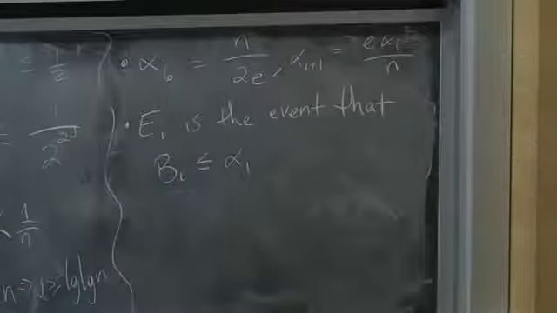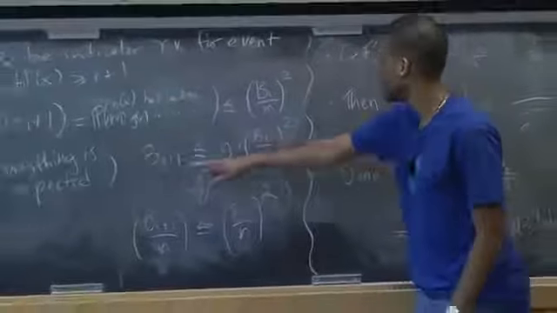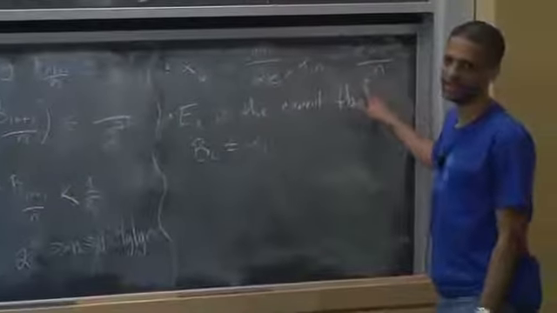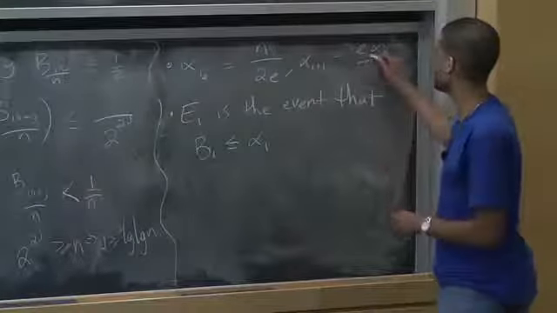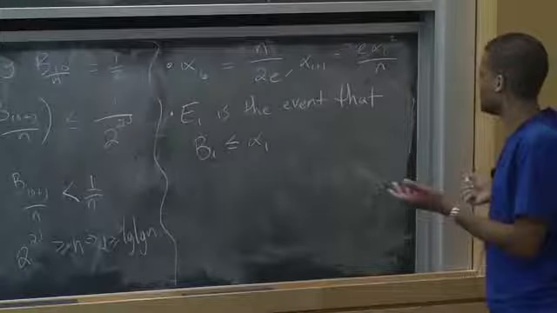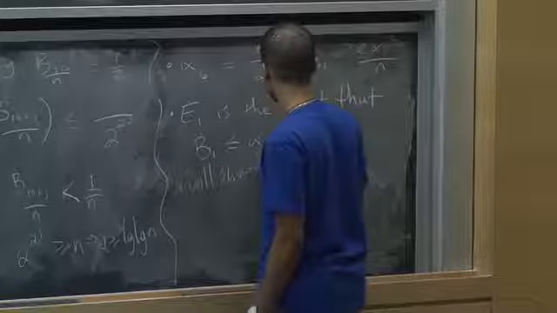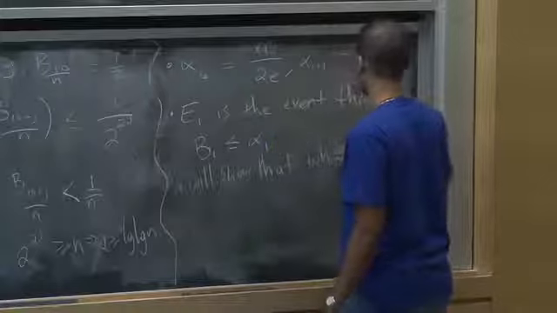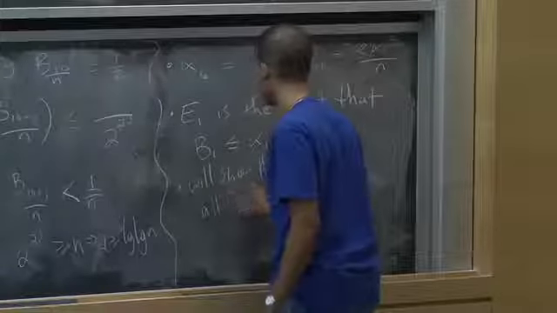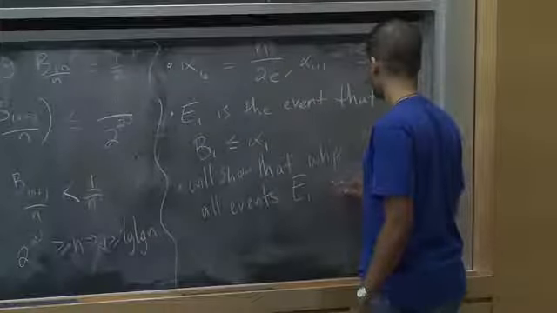It's almost doing exactly what the fake proof did, right? So here we said that b_(i+1) is b_i squared over n. Here we're just making our upper bounds behave in the same way. We give ourselves a little bit of slack because there's this factor of e here, right? But the basic idea is we'll show that with high probability all events E_i occur.